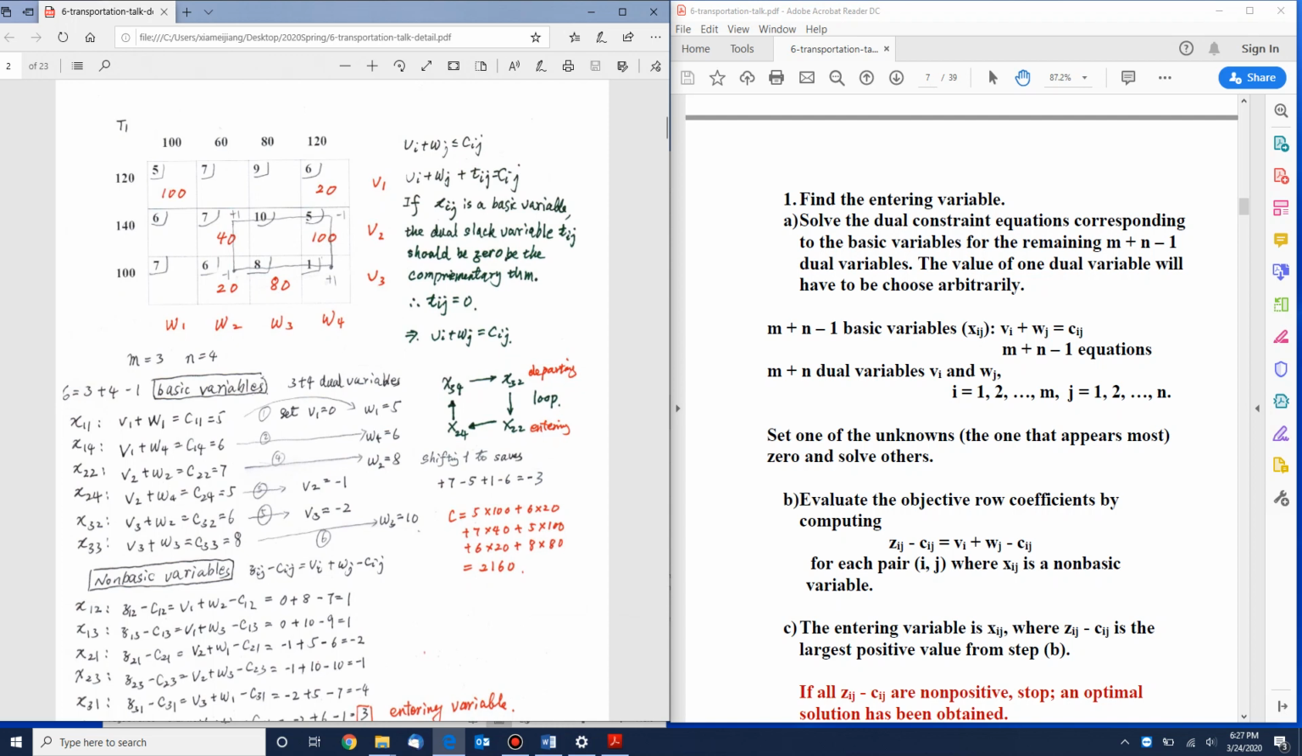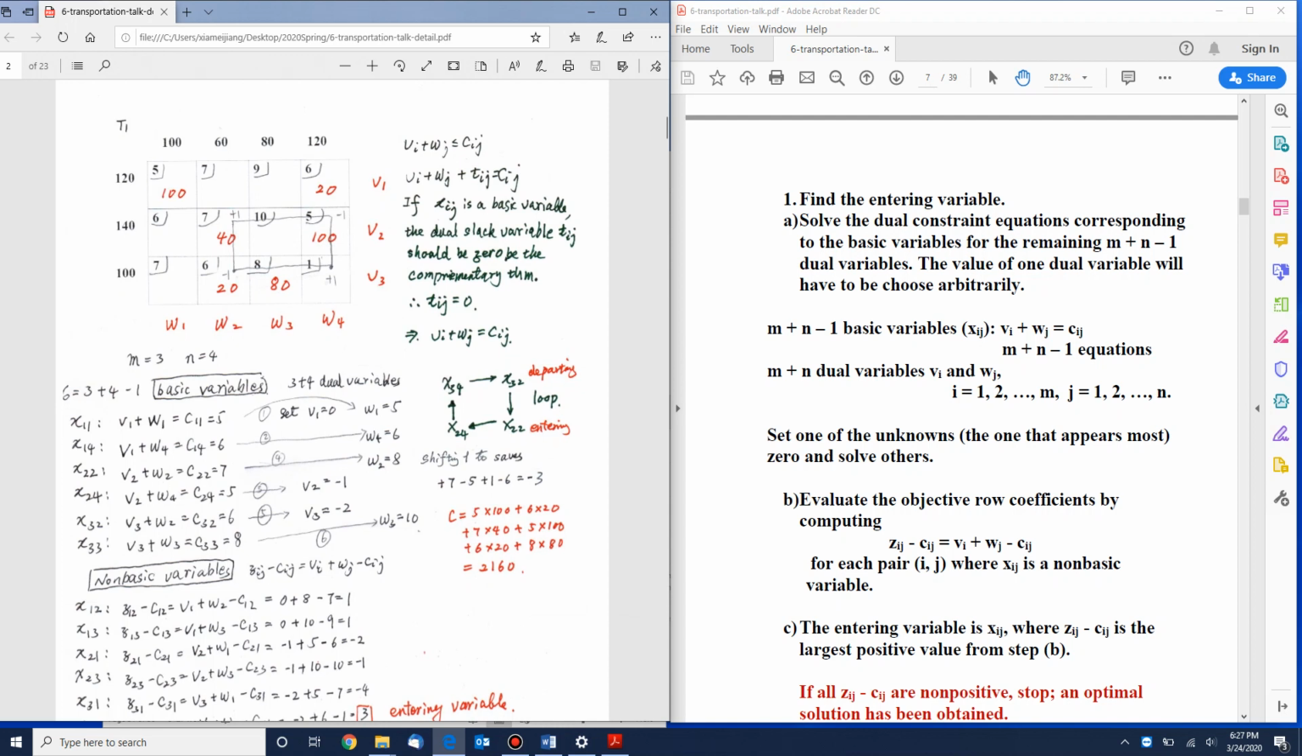And adding all this together, we get the total cost is 2,160. That's the cost. Now, how may we make it work to find the optimal solution, to find the cheapest cost? So we first need to find the entering variable, right? An entering variable for the tableau. And how to find the entering variable?